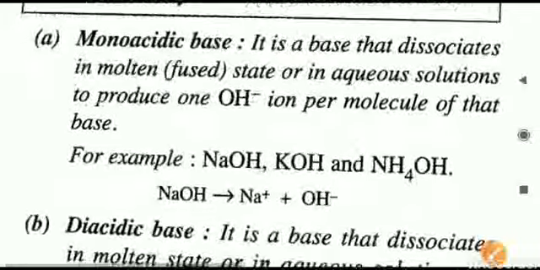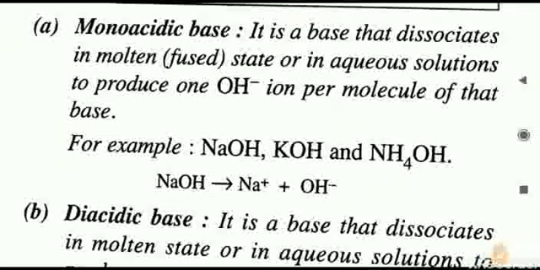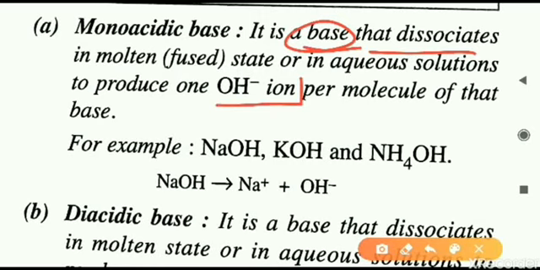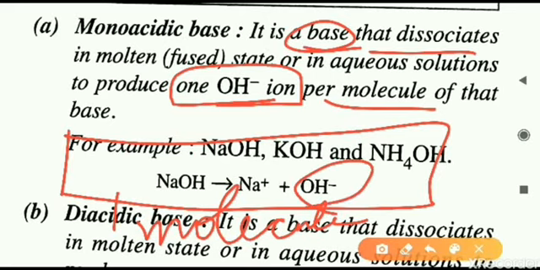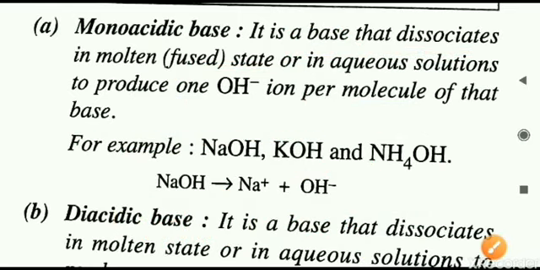Acidity can be of three types here, just like the acids. Here we can name them: monoacidic, diacidic and triacidic base. First one, monoacidic, as the name suggests, the base which will dissociate, which will break down, and it will give us one OH ion per molecule. Here you can see the example, only one molecule of NaOH, you have to remember, will give us one OH negative ion. So if one molecule of base gives one OH minus ion, that is a monoacidic base.